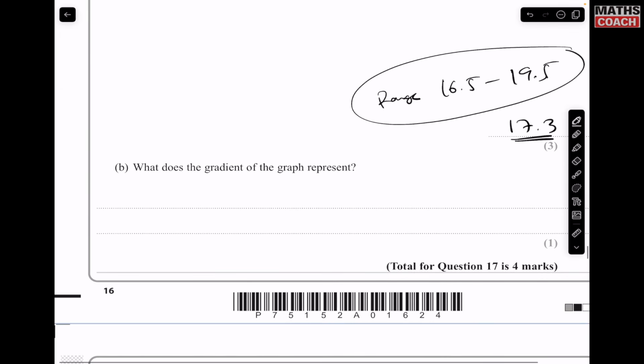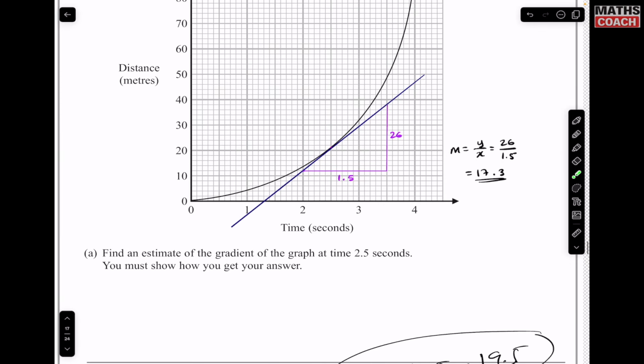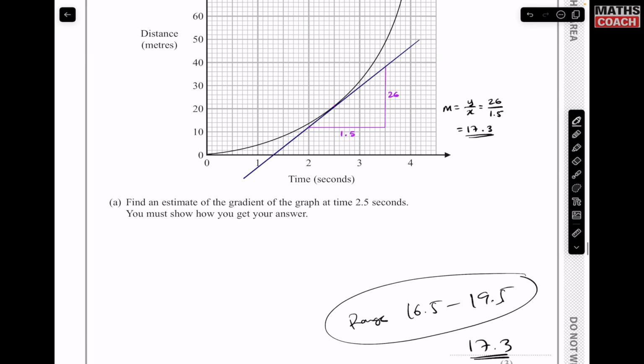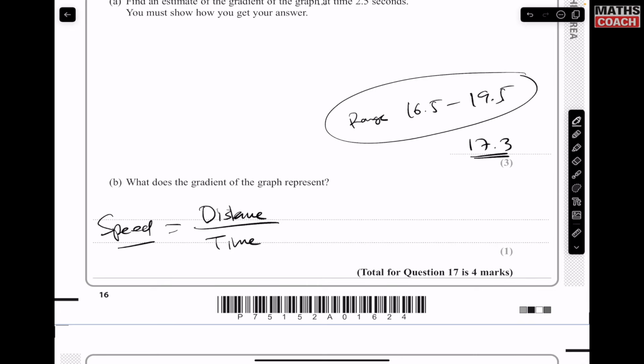What does the gradient of the graph represent? You have to give the context here using distance and time. So what is distance and time? You're doing distance divided by time, which is what you're doing. That was a distance, wasn't it? And you're dividing it by time. Distance divided by time is equal to speed. So the gradient represents speed.